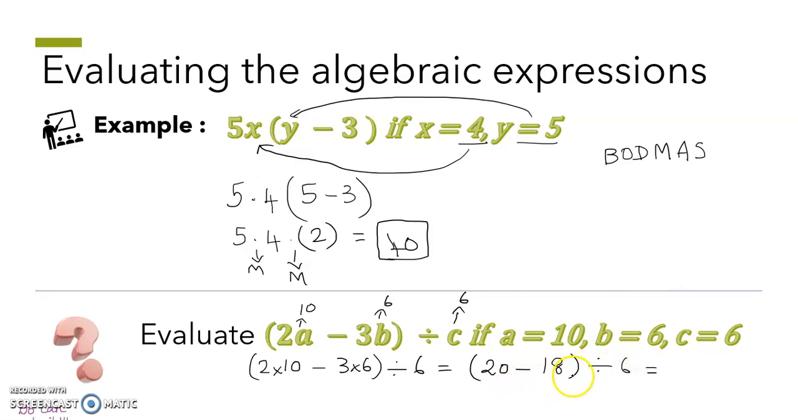You have here a bracket. So let's clear what is within a bracket. Within a bracket we have subtraction. So 20 minus 18 is 2. 2 divided by 6, which is 2 over 6, which is equal to 1 over 3. So your answer is 1 over 3. This is the same as evaluating the numerical expression. The only step you have to add here is you have to substitute the values given for the variables.